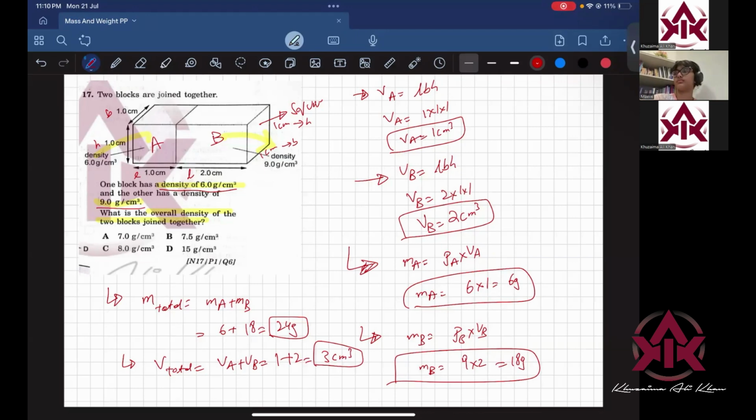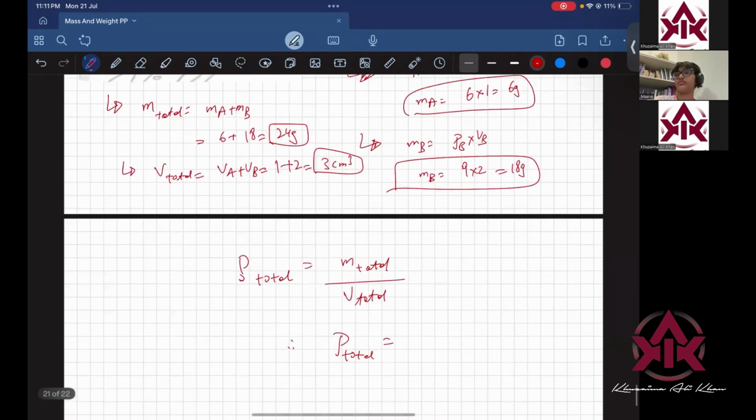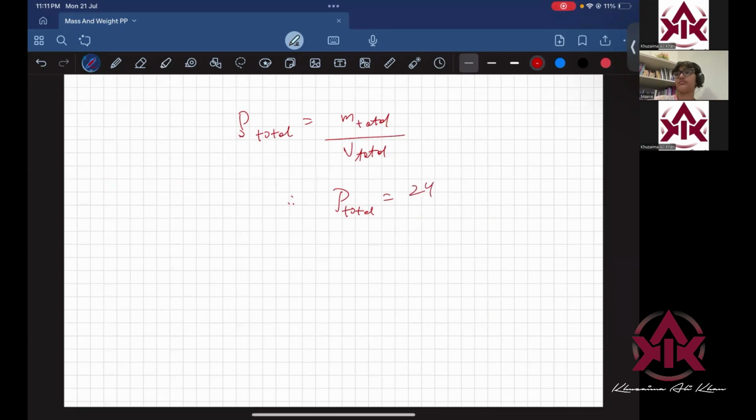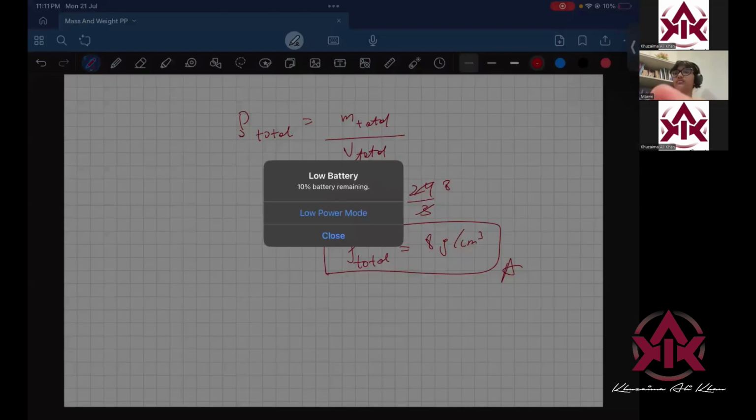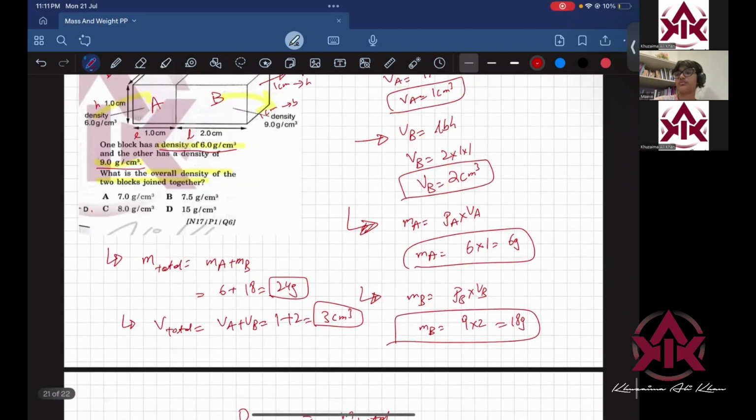Now I can find the combined density as follows. The combined density is equal to the total mass of the blocks divided by the total volume which they occupy, right? So therefore, the density of the total object is coming out to be 24 divided by 3, right? That is 3 8s are 24. Therefore, the combined density of the block is 8 gram per centimeter cube. And that is the answer. Make sense? That is option number C. Yeah. Any questions?